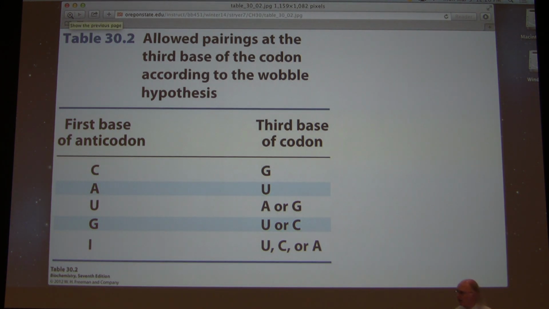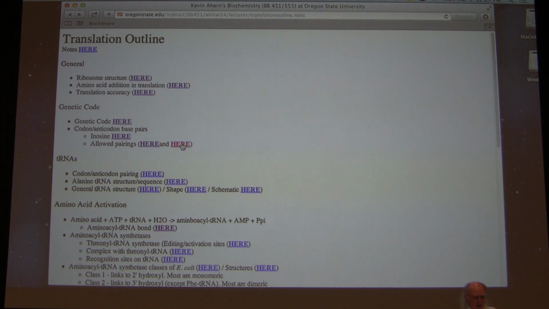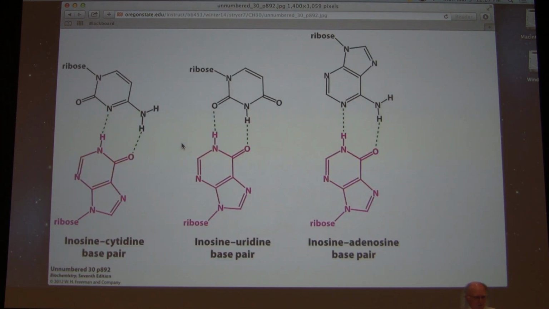Yes? Does this affect mutation rate? Well, let's think about this. Mutation rate refers to the sequence in DNA. This is not in DNA, so it has nothing to do with mutation rate. Okay? It could have something to do with error rate of making a protein to a limited extent. So I think that maybe that's what you meant. Yeah. Okay. And you don't care about that.